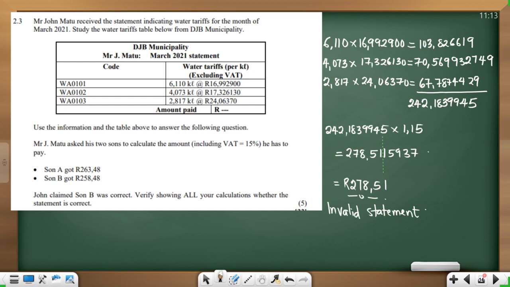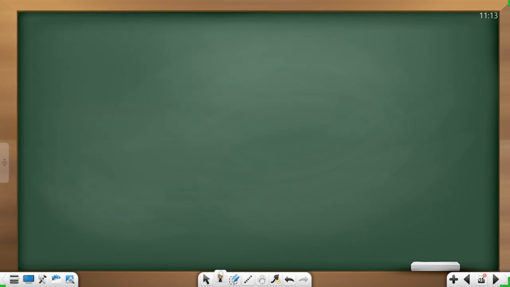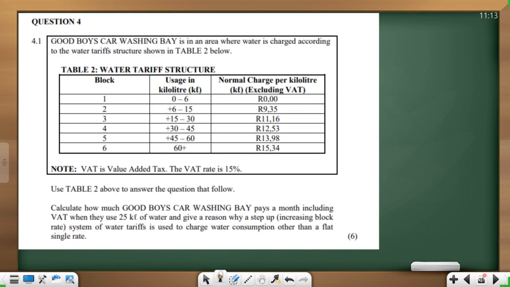I want to look for one that has to do with us dealing with the blocks like we did earlier on. So let's check. Oh, great. Here is one. Beautiful. Good Boys Car Washing Bay is in an area where water is charged according to the water tariff structure. Now we have a structure. Look, the first thing you need to do, my dear learners, is to get the maximum in each block.